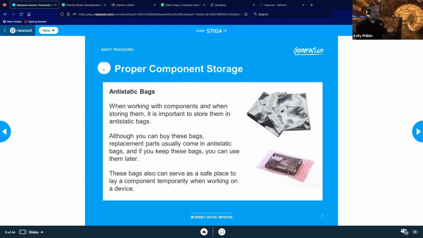So if the part you're replacing is damaged and you're just going to be throwing it away or recycling it or what have you, save the anti-static bag for it. Gives you a little extra on hand to help store and transport other components as you come across them.